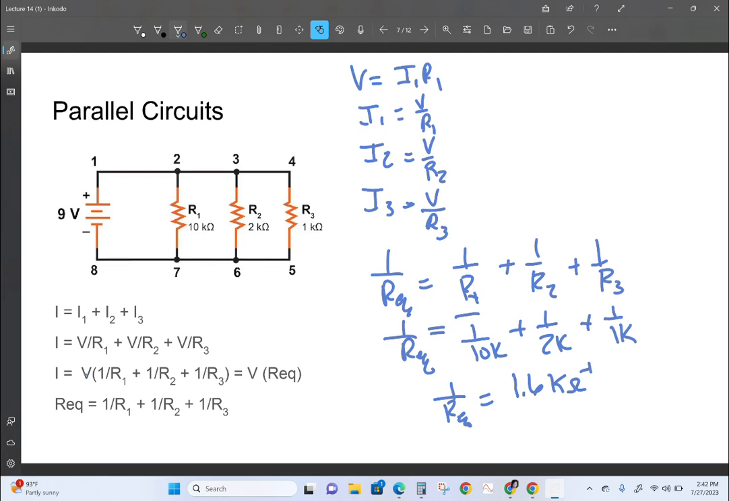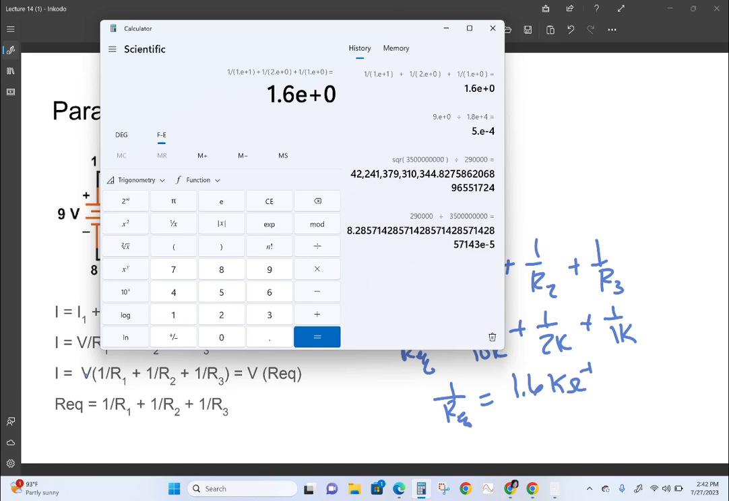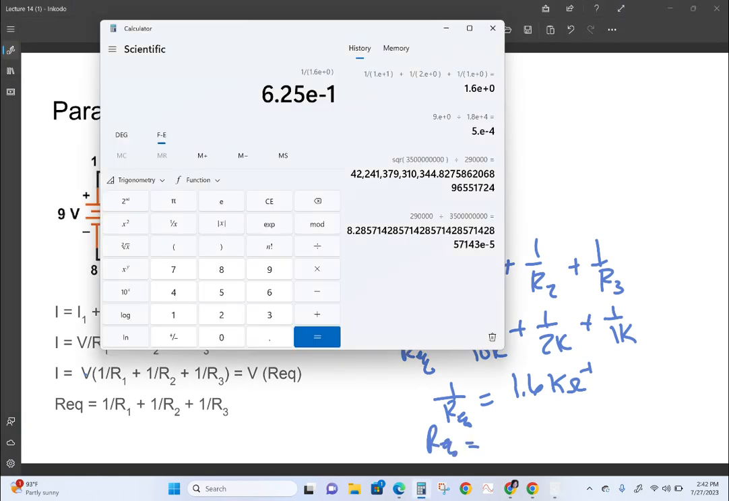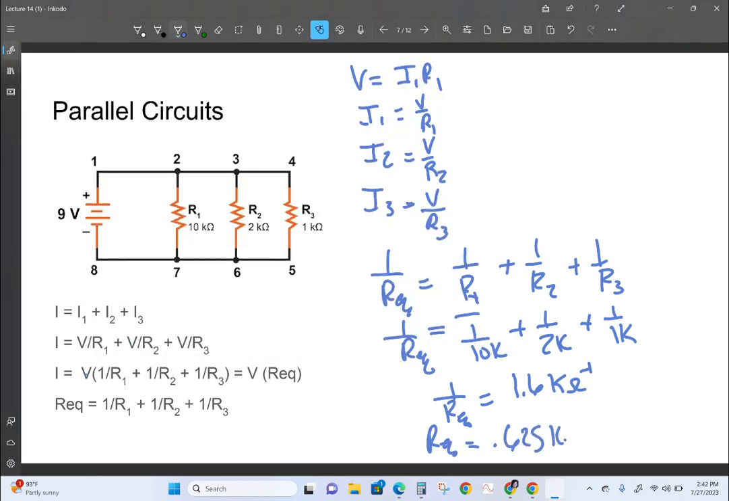And so look, how do I find the actual resistance, right? So the way I'm going to do that is I'm going to take the inverse of that number. So if I take the inverse of that, REQ equals 0.625 kilo ohms. If I take that out of scientific notation, it'd be 625 ohms, times 10 to the 3 or times 1,000 would be 625 ohms.